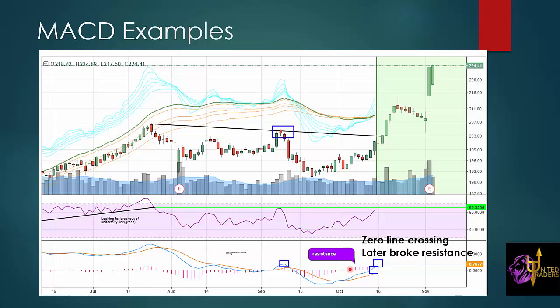So I didn't really talk much about resistance lines earlier, but it makes sense, right? We tried to move higher. We couldn't move higher. MACD tried to move higher, couldn't move higher. I'm going to draw a resistance line there and see how we interact with that line in the future. And when we do finally break past it, which clearly we did, we moved 12% here. That's a good entry point.